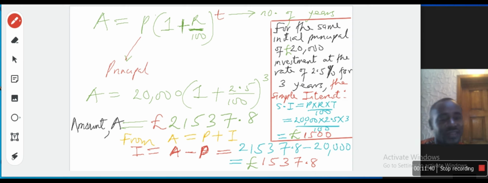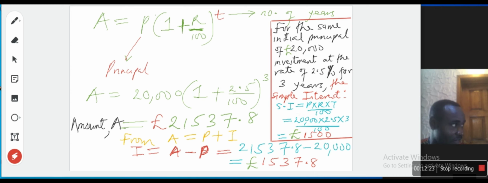So you can see that the one for compound interest produces a bigger interest. Compound interest will always produce a bigger interest because the interest is compounded. Are you looking at this? What I was saying is if it is the same principal invested at the same rate of 2.5 for 3 years, the simple interest is just the normal formula, principal times rate times time over 100, which is 20,000 times 2.5 times 3, because we're just doing it directly.